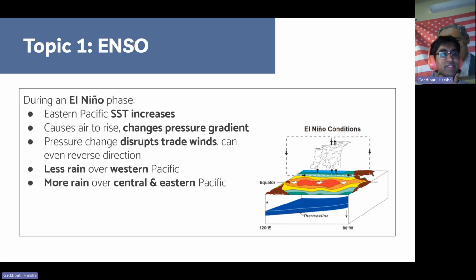During an El Nino phase, Eastern Pacific SST increases, which causes air to rise, which changes the pressure gradient. This pressure change disrupts trade winds, which could even cause them to reverse direction. And then there is less rain over the Western Pacific and more rain over the Central and Eastern Pacific.